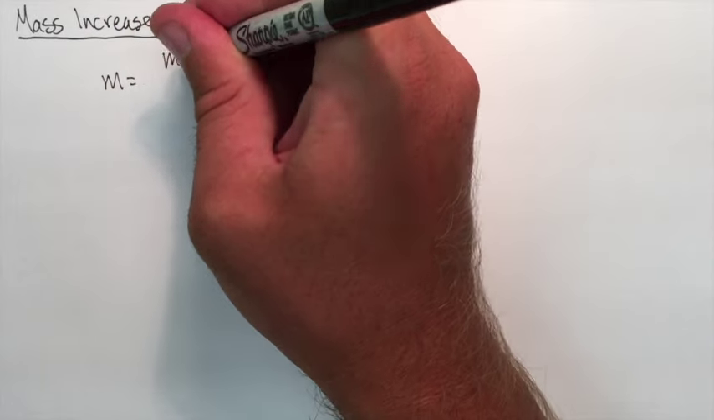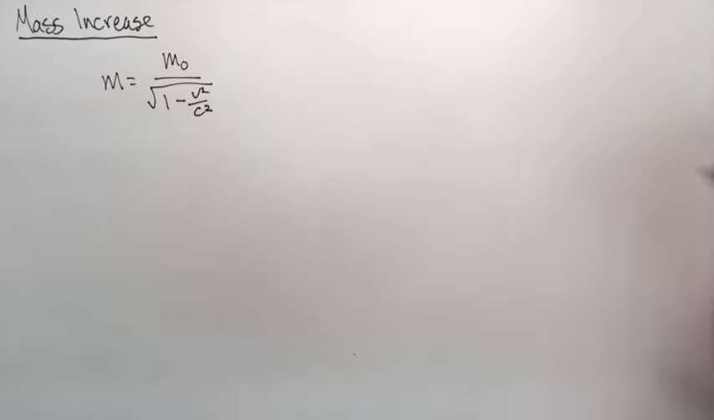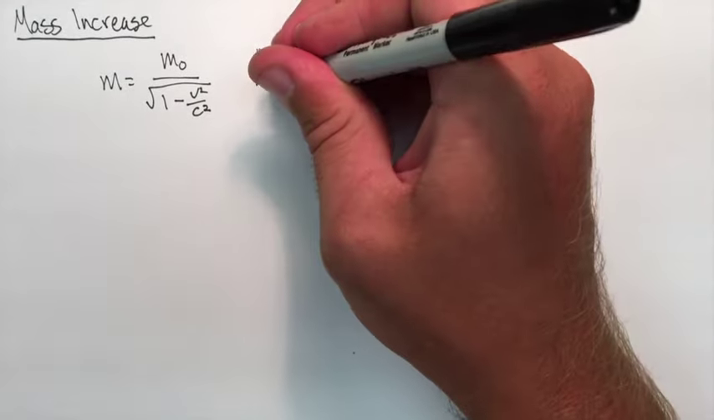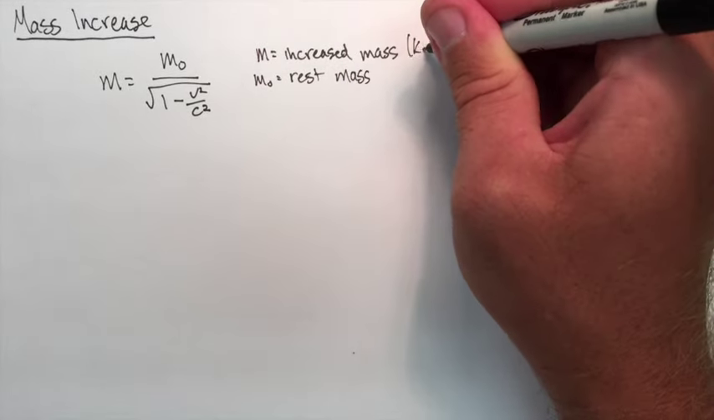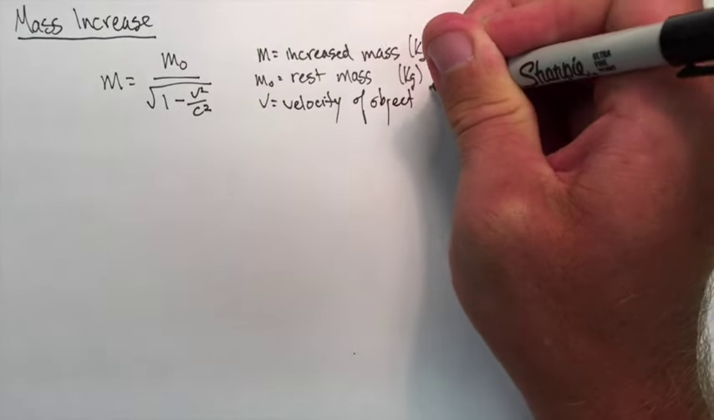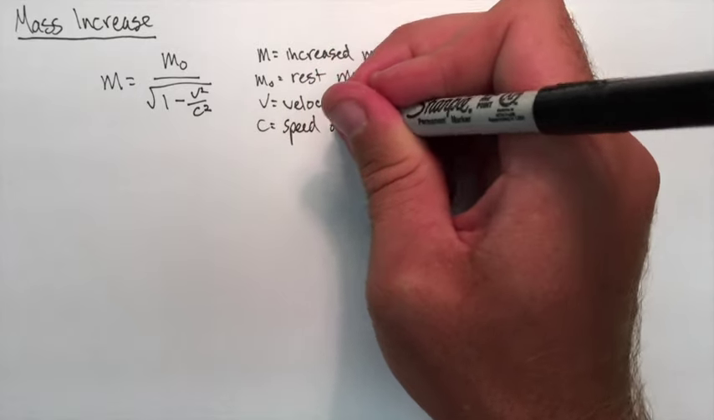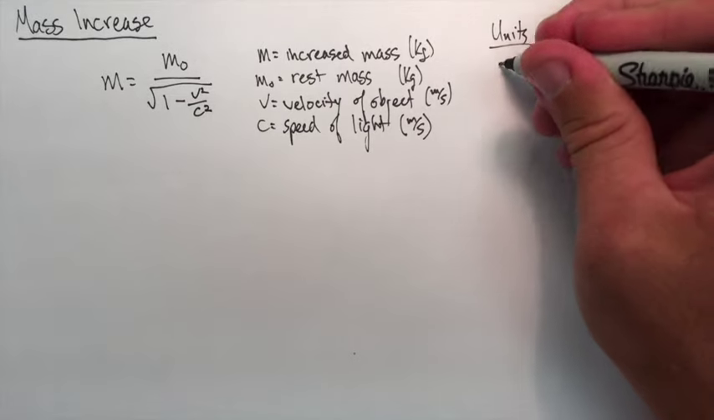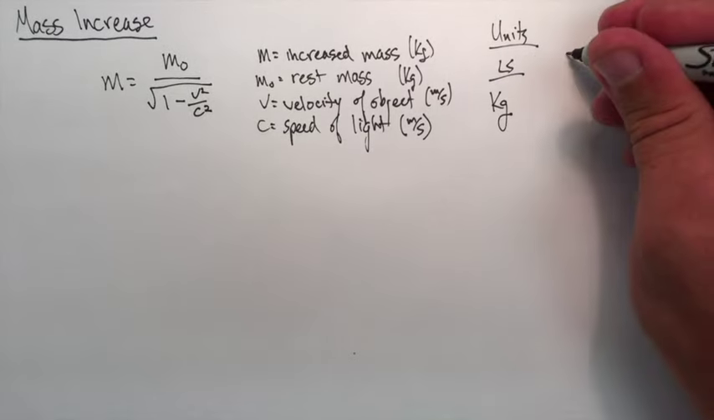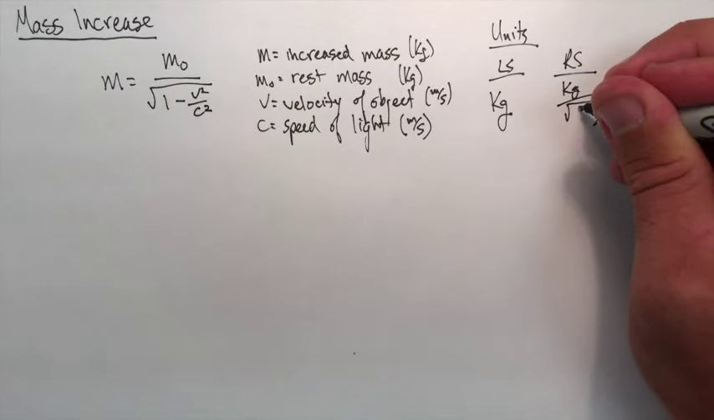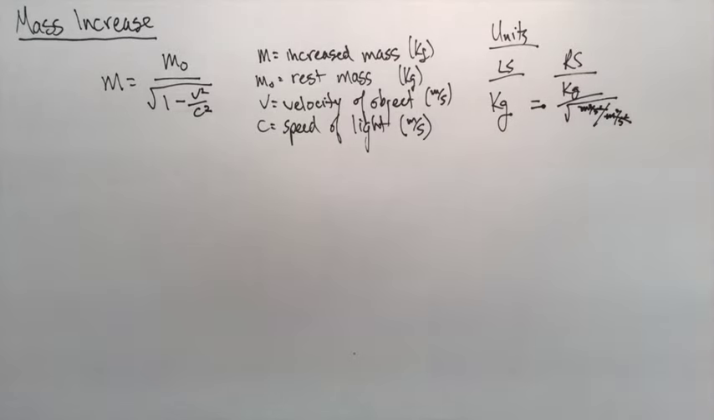Let's look at mass increase. Mass increase is governed by a very similar equation to the time dilation formula, except we just have masses in this one, and it's derived very similarly. It's actually, we need the time dilation formula to derive this one. Again, m is the increased mass, m naught is the rest mass, both in kilograms, v is the velocity of the object, and c is the speed of light. If we check the units, the left side is in kilograms, the right side is kilograms over the stuff underneath the root, and again that's going to cancel out. So the left side equals the right side.